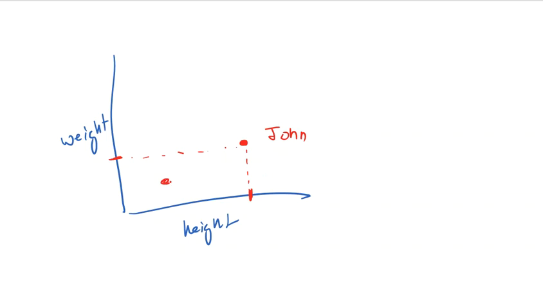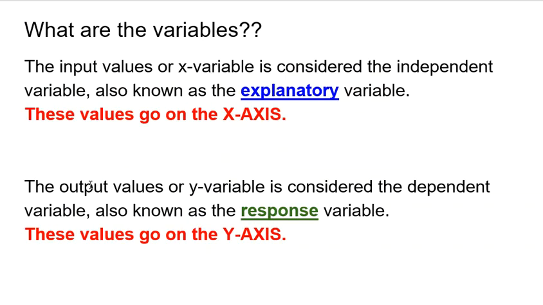And if we have a bunch of dots for John and Sally and Steve and Kyle and Becky and Mary and Jules and David and Russ, then we could really start to look at a relationship between these two variables. All right, so let's make sure we understand what the variables are.